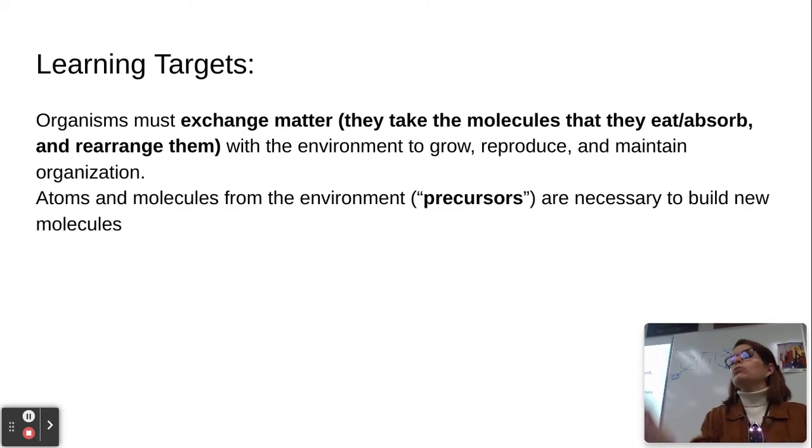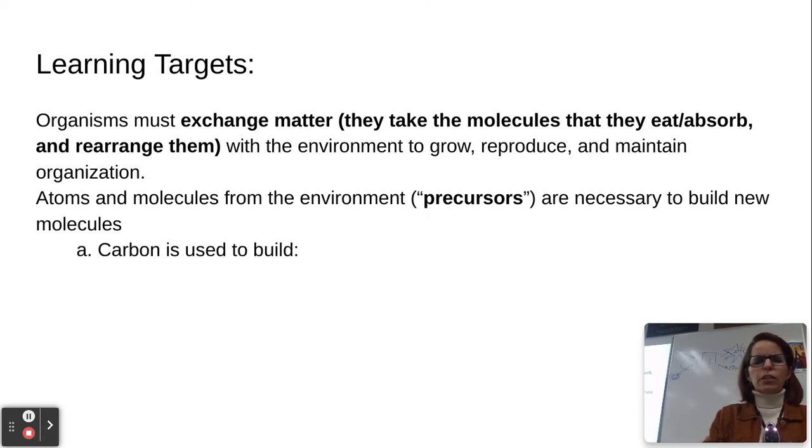By the way, you build most of your own amino acids. You get some of them from your diet. Okay, atoms and molecules from the environment are called precursors. And that was a hard question on one of our FRQs for this unit. So the atoms and molecules that are the small things that build to make our macromolecules, those are the precursors.